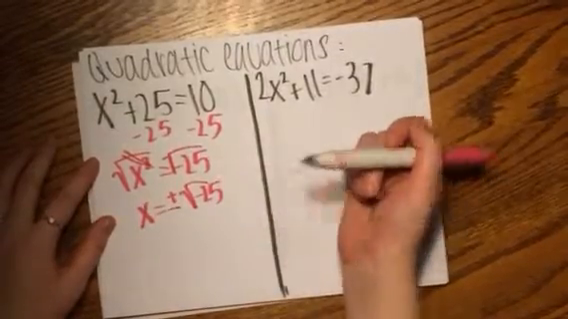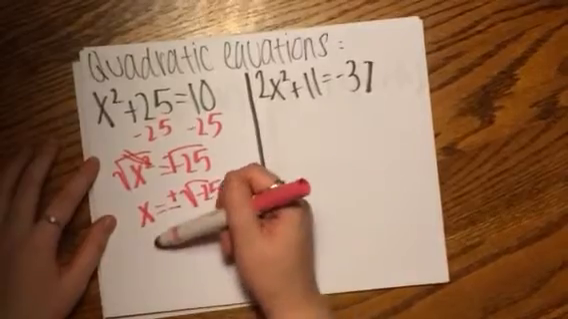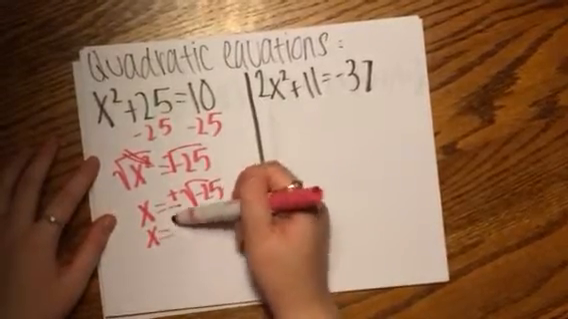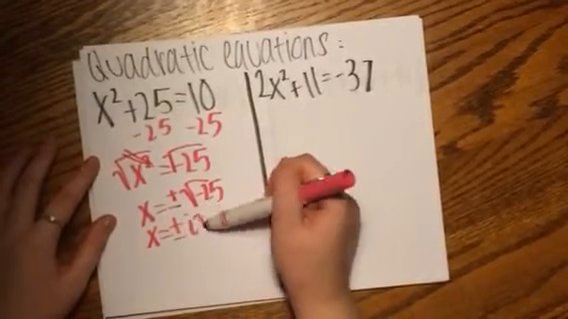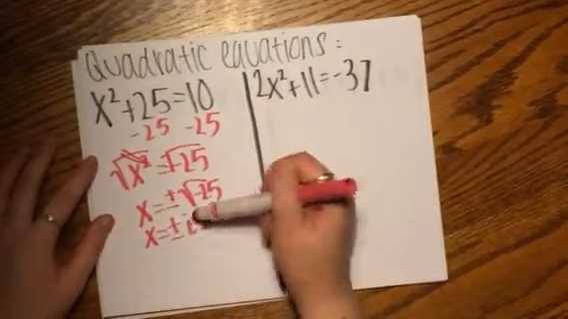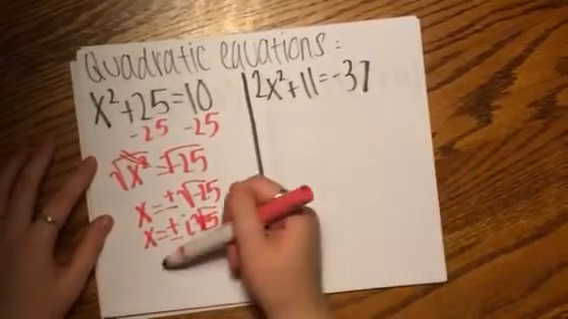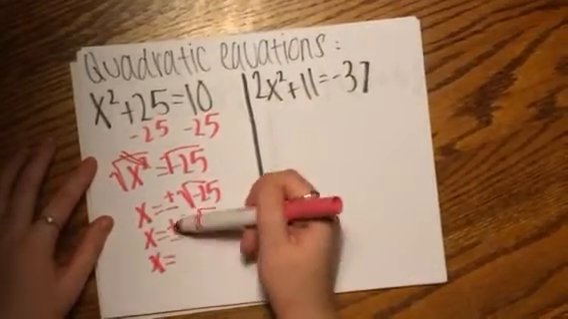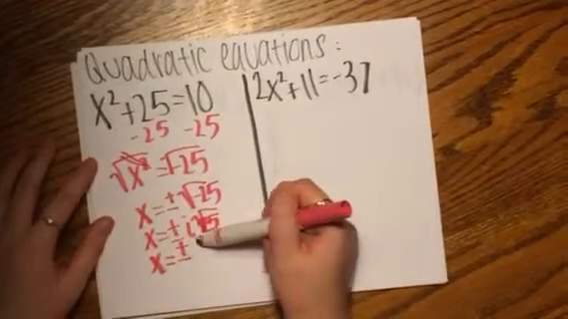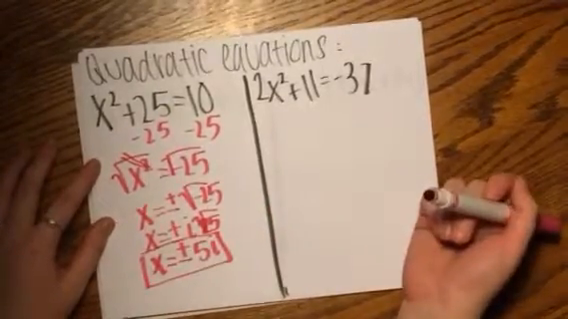And then we have to solve for the square root of negative 25. So we know x is equal to plus or minus I radical 25. And we know the square root of 25 is 5. So that gets us x is equal to plus or minus 5i. And that is our answer.